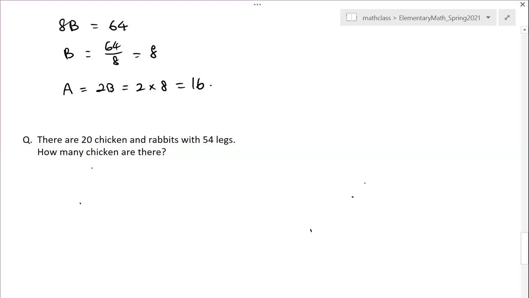Okay, we have a couple of ways to do it. Here we have chickens and rabbits, and this is the number of legs. So suppose there are 20 chickens, 0 rabbits. The number of legs will be 40, right? 20 times 2. Now, if you decrease the number of chickens, so it's 19 chickens, 1 rabbit.